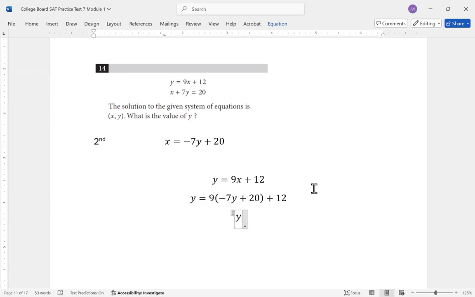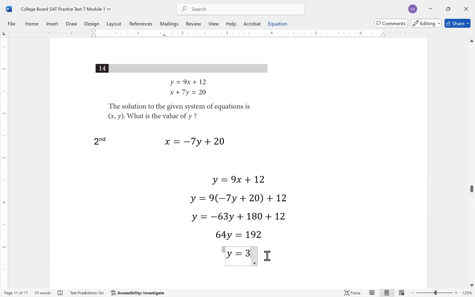This ends up as y is equal to negative 63y plus 180 plus 12. Adding 63y to both sides gives me 64y is equal to 192. And then we can divide both sides by 64. When you do that, you get y equals 3.